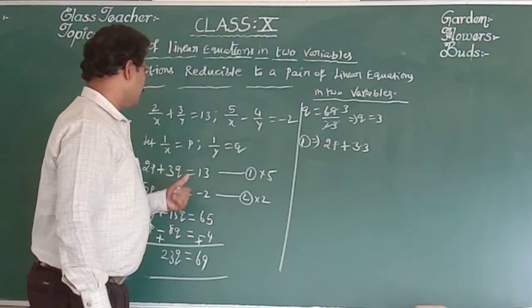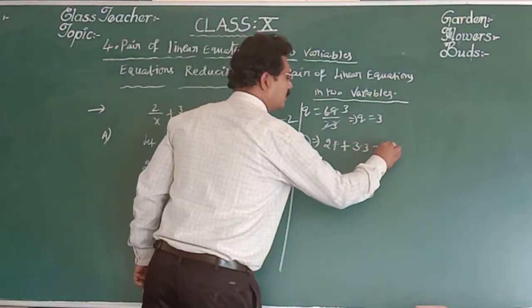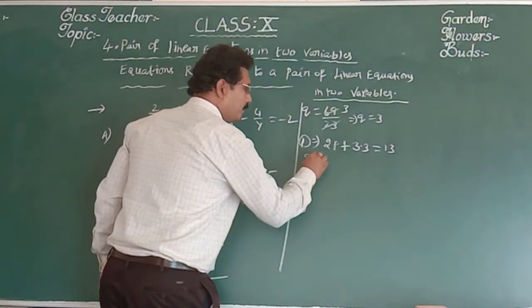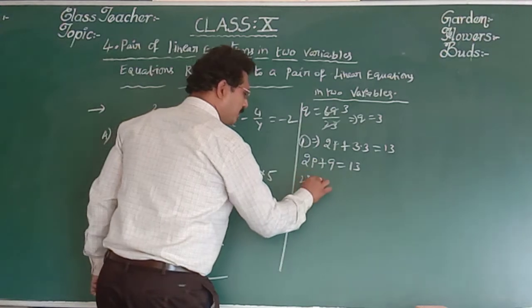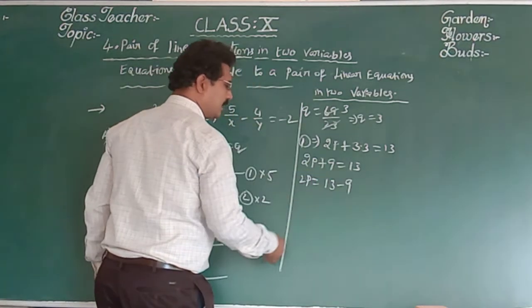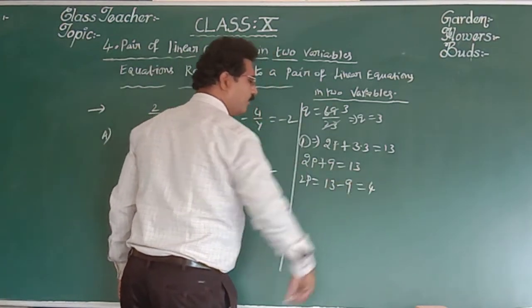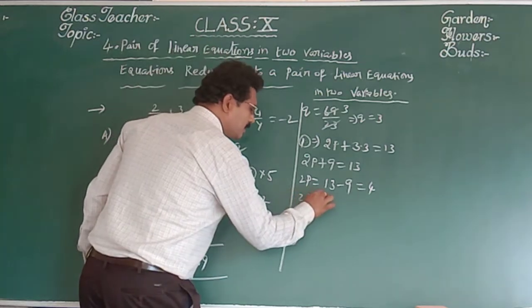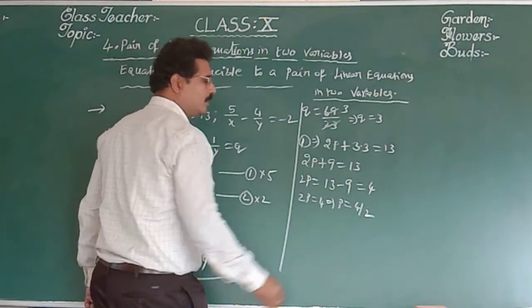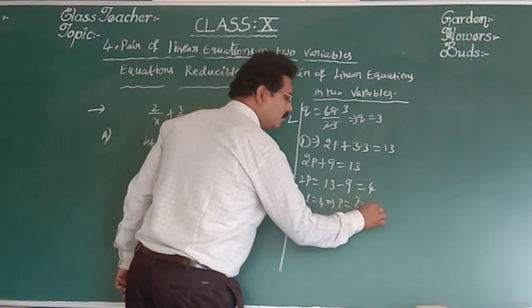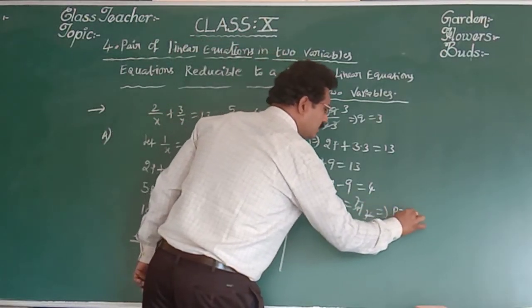3 is equal to 13. Now 2p plus 3 3s are 9 is equal to 13. 2p is equal to 13 minus 9. That is 13 minus 9, 4. Now 2p is equal to 4 implies p is equal to 4 by 2. What is 4 by 2? 2. So that implies p is equal to 2.